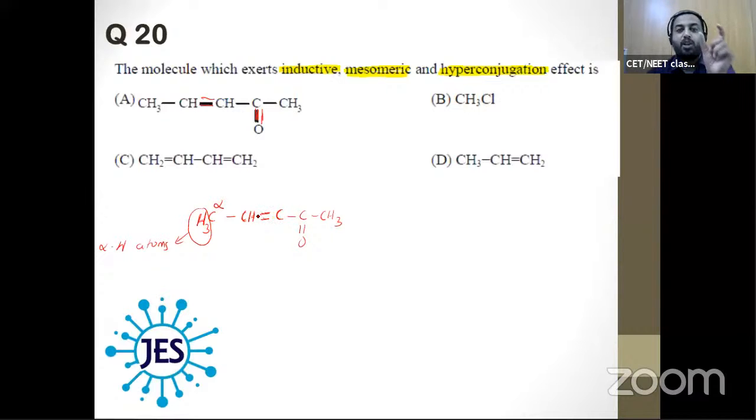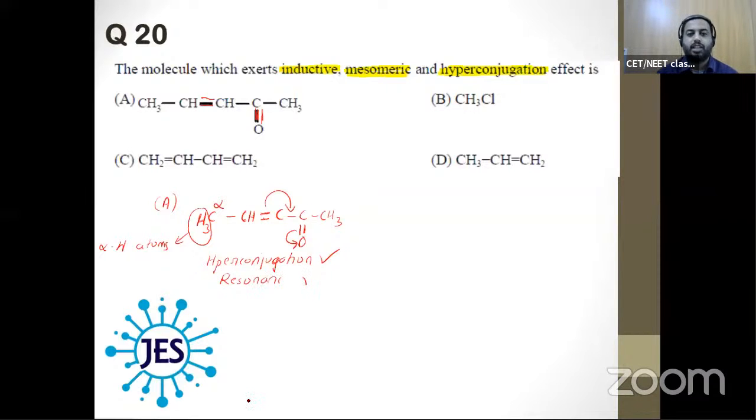They would be involved in conjugation with the pi bond. The carbon hydrogen sigma electrons will be involved in conjugation with the pi bond, which means if you find alpha hydrogens for a compound with double bond, then that compound shows hyperconjugation. So compound A, option A, shows hyperconjugation. Yes. Resonance condition, I told this to you. There must be conjugation of pi electrons. Alternate single and double bonds. There is conjugation, alternate double and single bonds. Yes. Therefore, it also shows resonance.